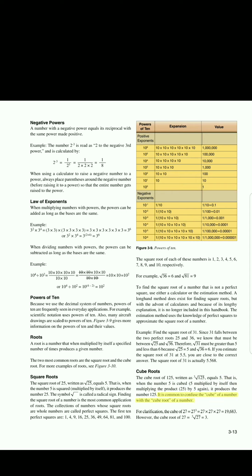It is common to confuse the cube of a number with the cube root of a number. For clarification, the cube of 27, 27^3, equals 27 times 27 times 27 equals 19,683. However, the cube root of 27, ∛27, equals 3.